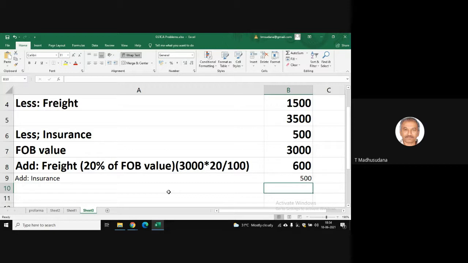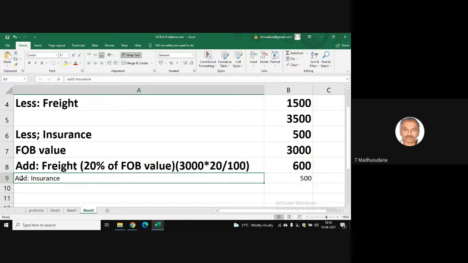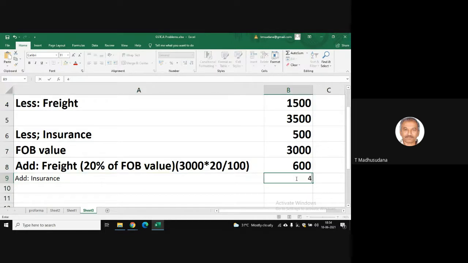the banker realized payment from the importer at the exchange rate of 61 per dollar. CBES notified the exchange rate as 60 rupees per dollar. So if you add these three, FOB value plus freight at the rate of 20% and insurance, actual insurance, that is 3,600, $4,100.